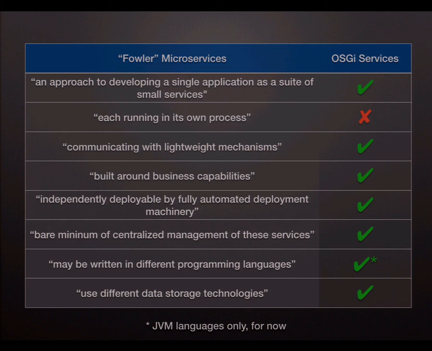Now, going back to Martin Fowler's article about microservices, he tried to define this, and obviously it's an evolving term, but his definition is probably the most widely accepted at the moment. These are the points that he picks out. I've tried to compare these against what OSGi services are, and always have been since 1998. An approach to developing a single application as a suite of small services. Yep, that's what OSGi has been doing all along. Each running in its own process. No. That's the only cross on the board that you can see, and we'll come back to this in a second. We don't typically run OSGi services in a separate process. They're in a separate bundle within the same JVM.